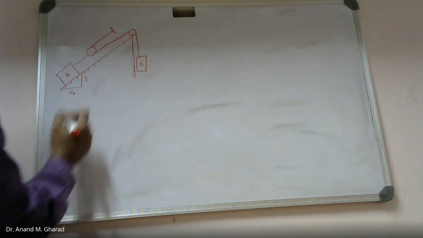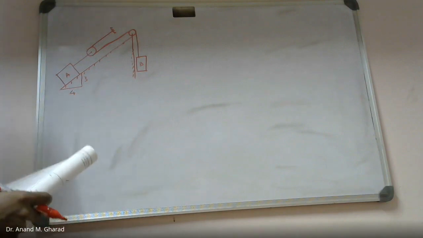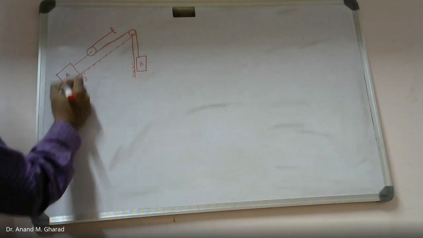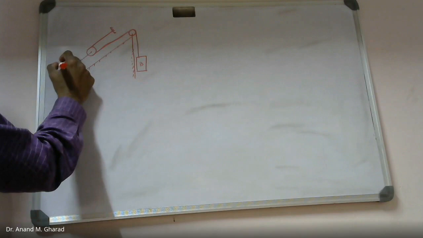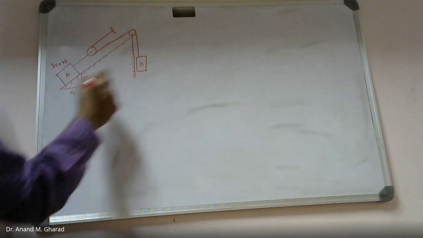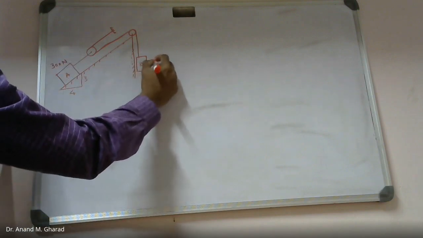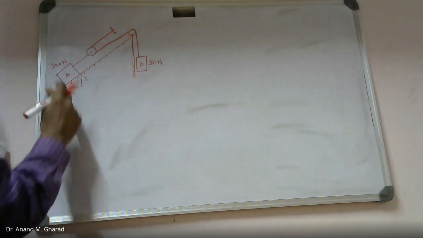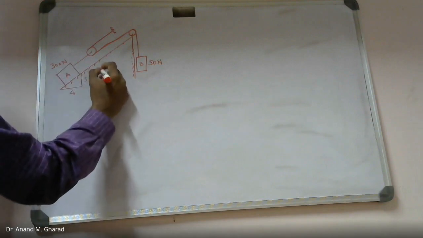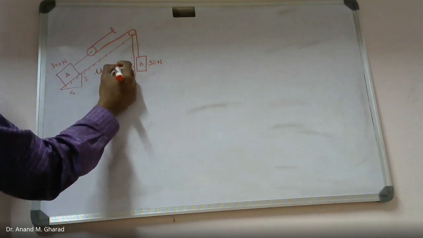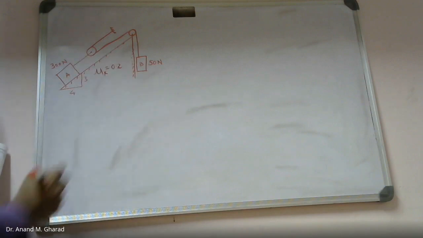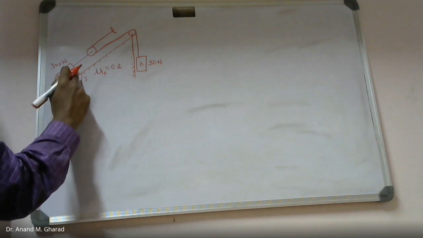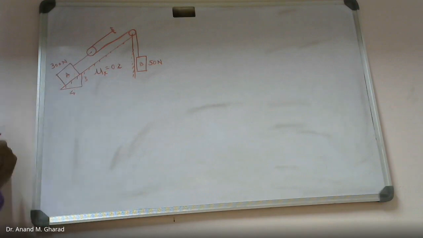Such type of numerical examples you have already solved, but over here, the given information states that block A weighs 300 Newton. Block B weighs 50 Newton. The coefficient of kinetic friction between the incline and block A is given as 0.2. Determine the speed of block A after it moves 1 meter down the plane starting from the rest.